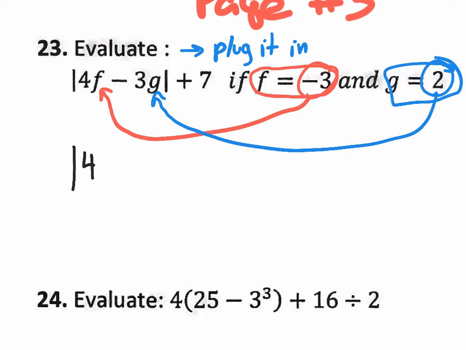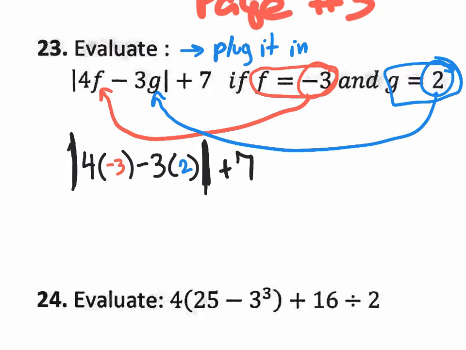Absolute value of 4, but instead of F, what am I putting in place of F? Negative 3, thank you. And then you have minus 3G, but instead of G, what am I putting in there? 2, thank you. And we still have the absolute values, and we still have the plus 7 on the outside. So we still need to simplify it on top of plugging it in. We already plugged it in, now we just need to simplify. So what would the next step be?